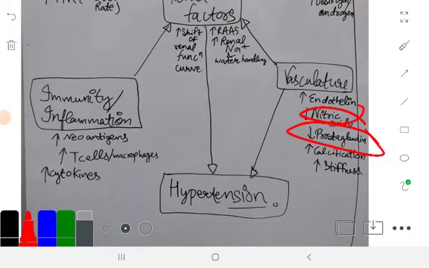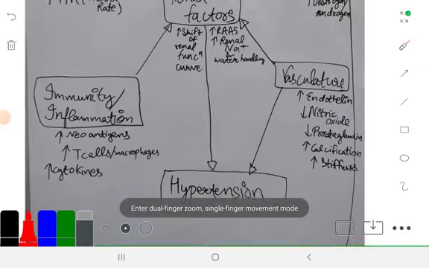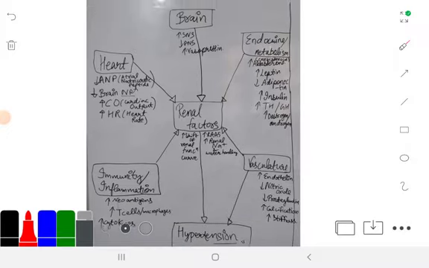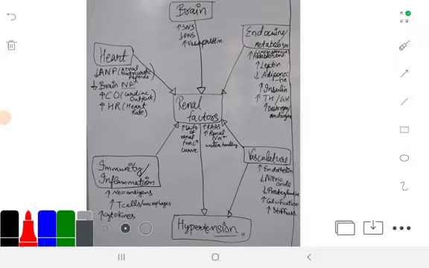Now the renal factors. Renal factors are affected by immunity and inflammation, the heart and the brain, and also endocrine metabolism. So these all affect renal factors, which ultimately lead to hypertension. Immunity factors which trigger renal factors are an increase in neoantigen, an increase in T cells or macrophages, and an increase in cytokines. These all cause renal factors to develop, and this causes hypertension to develop.